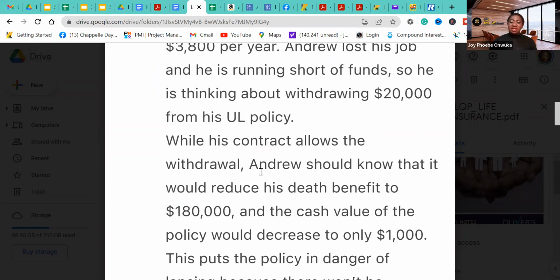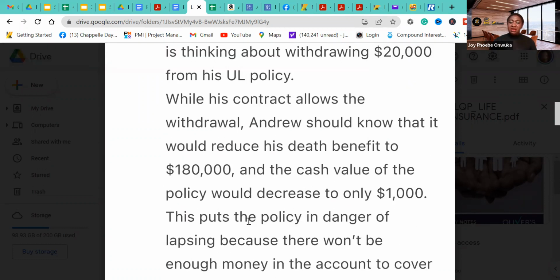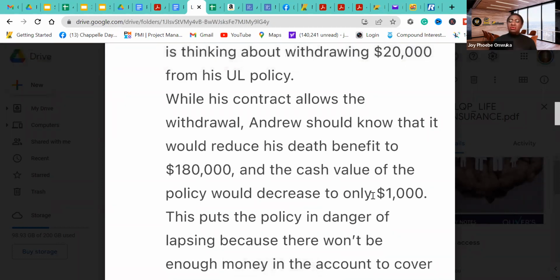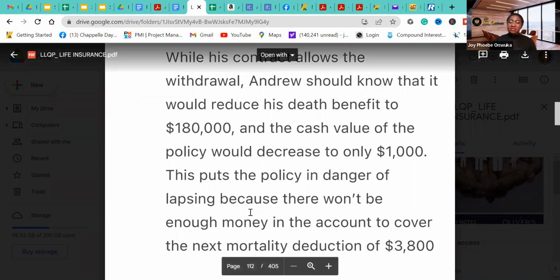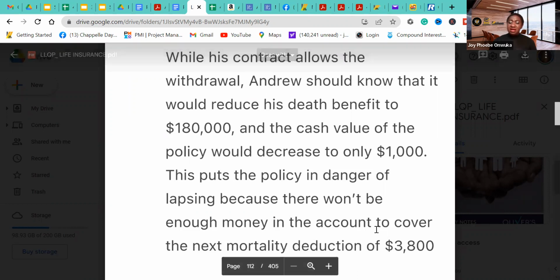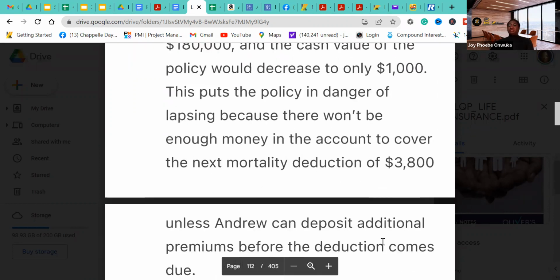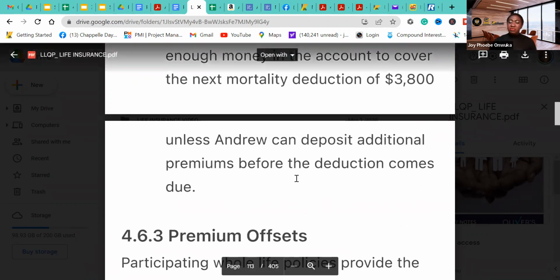While his contract allows the withdrawal, Andrew should know that it will reduce the death benefit to 180,000 and the cash value of the policy would decrease to only $1,000. This puts the policy in danger of lapsing because there won't be enough money in the account to cover the next mortality deductions of 3,800, unless Andrew can deposit additional premium before the deduction comes due.